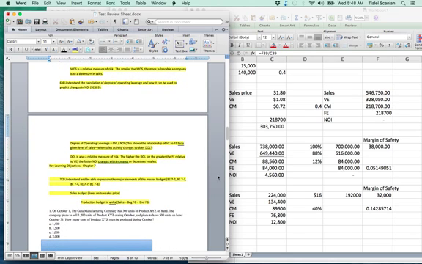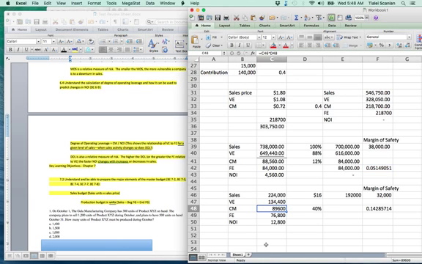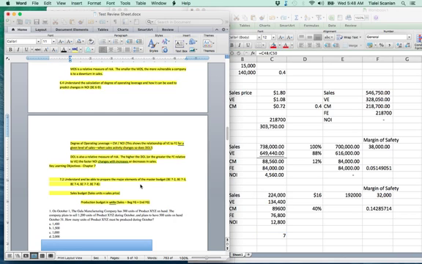And then the degree of operating leverage is our contribution margin divided by net operating income. So you could just do contribution margin divided by net operating income, things like that. So we have a degree of operating leverage of 7 on this bottom one.